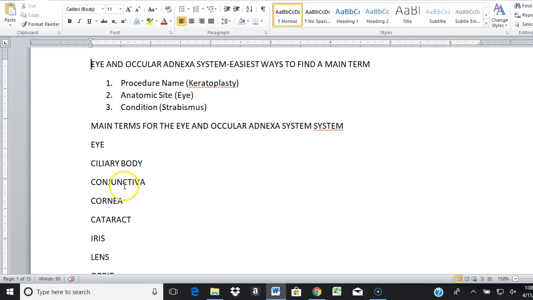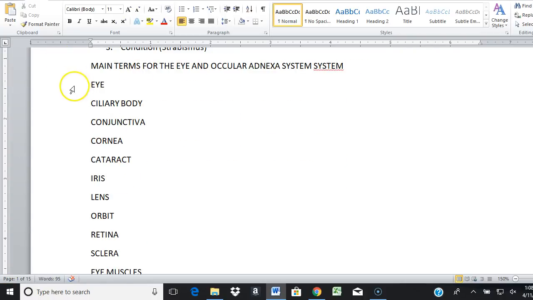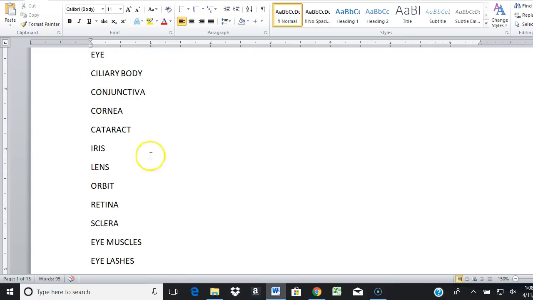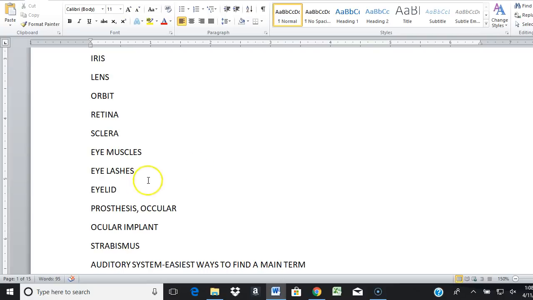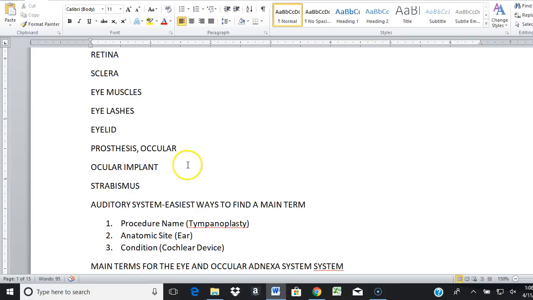So the main terms for this system are going to be the big ones. The different parts that we have: the eye, the ciliary body, conjunctiva, cornea, cataract for our condition like strabismus, the iris, the lens, the orbit, the retina, the sclera. We can also look under eye muscles, eyelashes, eyelid, prostheses, which we're going to talk about, including ocular implants and strabismus. So those are all of our main terms. So what we're going to do is we're going to look through all the eye and ocular adnexa information, then we're going to come back and we're going to talk about the auditory system as well.